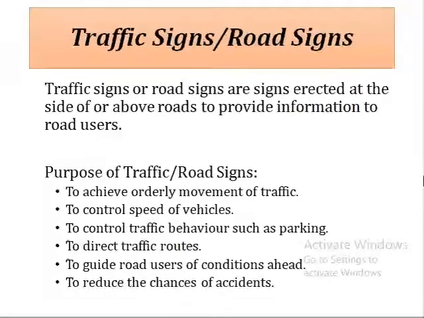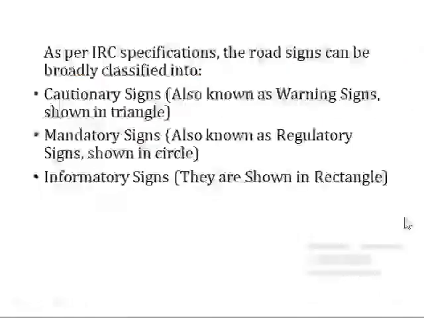What are the objectives and purpose of using traffic or road signs? These are the objectives or purpose. First one is to achieve orderly movement of traffic. Second, to control the speed of the vehicles, which includes both increasing as well as reducing the speed of the vehicles. To control traffic behavior such as parking. Parkings are also denoted by using traffic signs. To direct traffic routes on the road. To guide road users of the conditions ahead, to reduce the chances of accident. This is one of the major objectives of traffic signs or road signs, to reduce the chances of accidents.